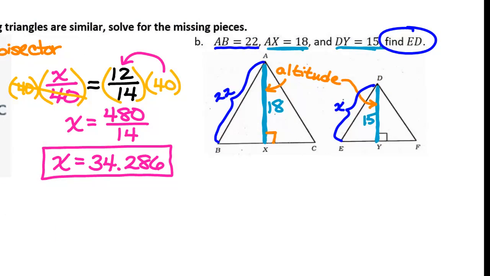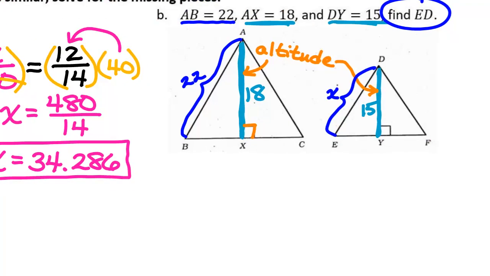That's our unknown. So help me set up my proportions. Give me one fraction that we could use here. 22 over 15. Is that matching up corresponding pieces? Is that matching side to side and altitude to altitude? No, I have to make sure to match up my sides and I have to make sure to match up my altitudes. 22 over x is equal to, and then the other one would have to be 18 over 15, yes. Match up the altitudes, match up the sides.